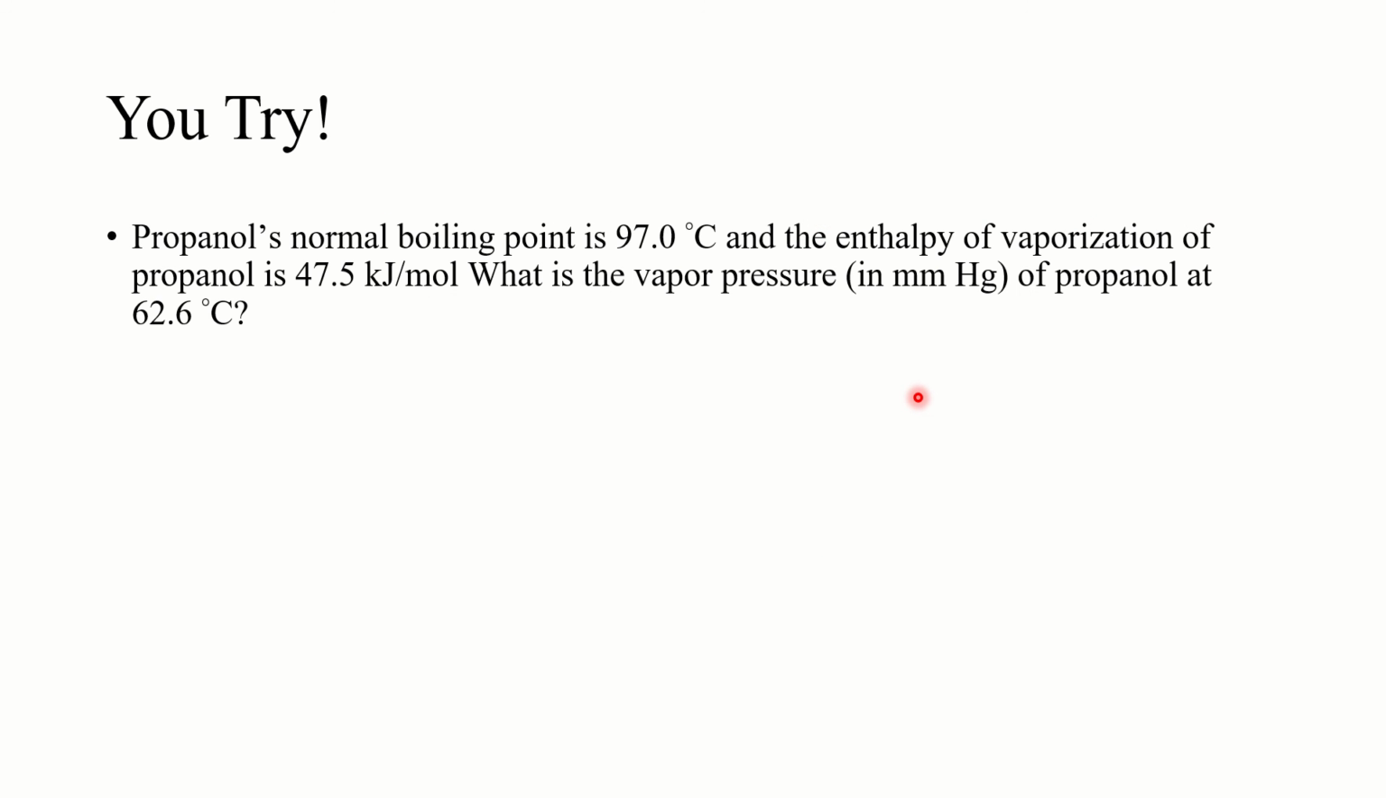Okay, that's the end of the first half of this lecture. I've got one more Clausius-Clapeyron equation problem for you to try. So I encourage you to, again, pause the video and give this one a try. It's similar to one of the questions on the previous couple of slides. Okay, if you gave this one a try, the correct answer is 156 millimeters mercury.